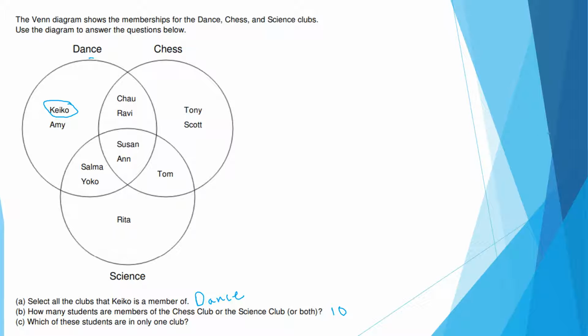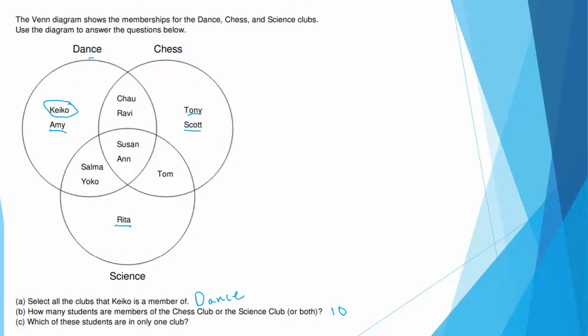Which of these students are only in one club? Well, I don't get to see the list of what students they're talking about, but the students in only one club would be Kiko and Amy, Tony and Scott, and Rita. Because notice all of these others are in at least 2 clubs. Susan and Ann are actually in all 3 clubs.